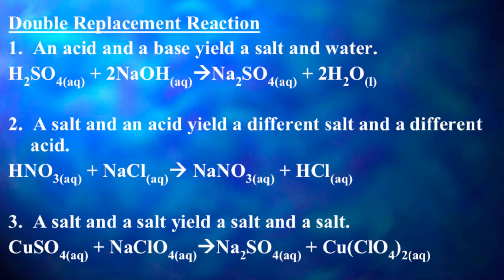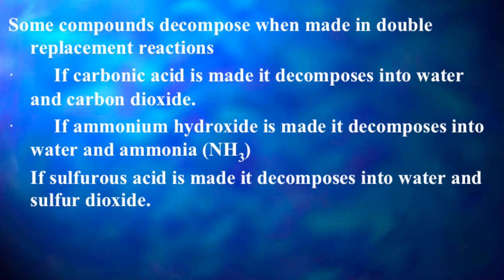Now, there is one important caveat to the double replacement rules. Rule 1, 2, 3, it always happens, but there is a caveat. Some things, when you make them, fall apart. If you make carbonic acid, H2CO3, you don't write H2CO3 because carbonic acid doesn't stay around very long. It actually falls apart into water and carbon dioxide. So if you ever make carbonic acid, you need to show it as splitting up.